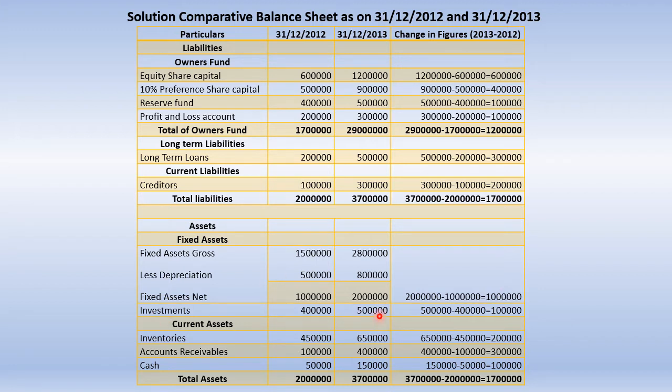Next investment, it will be 5 lakh minus 1 lakh, I get a value of 1 lakh rupees. Next inventories, it is 6 lakh 50,000 minus 4 lakh 50,000, I get 2 lakh rupees. Account receivable it is 4 lakh minus 1 lakh, I get a value of 3 lakh rupees. Cash 1 lakh 50,000 minus 50,000, I get a value of 1 lakh rupees. And total assets it is 37 lakh minus 20 lakh, I get 17 lakh rupees. That is how the change in figures is calculated. We'll proceed to the last step in this problem.